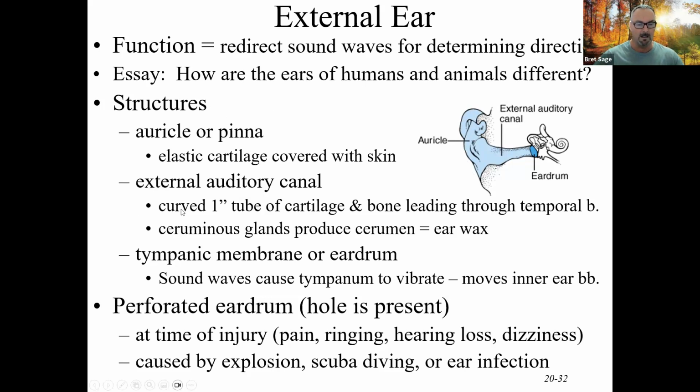The external auditory canal is a curved 1-inch tube of cartilage and bone. Remember that 1-inch size again. Leading through the temporal bone. This B is bone. Ceruminous glands are wax glands, producing cerumen or earwax. The earwax is there to reduce the growth of bacteria so you don't get an external ear infection. That happens more commonly when we let water accumulate in there, and so sometimes you get what's called swimmer's ear if water stays in your external ear. Normally, if you wipe it out or knock it out by tilting your head or putting alcohol in there, you're rid of it before the bacteria.